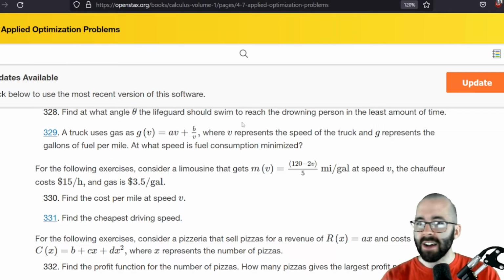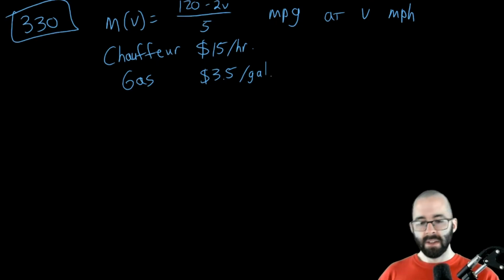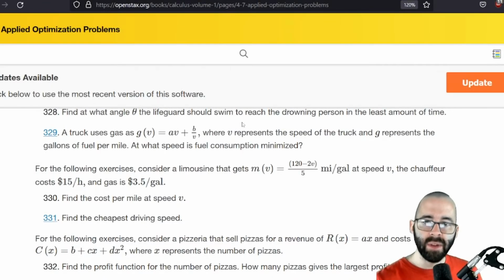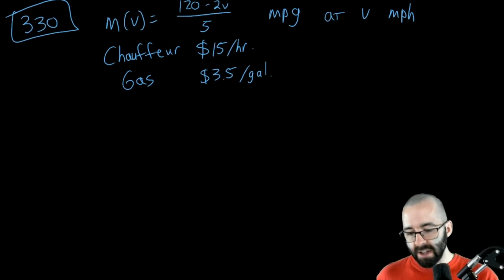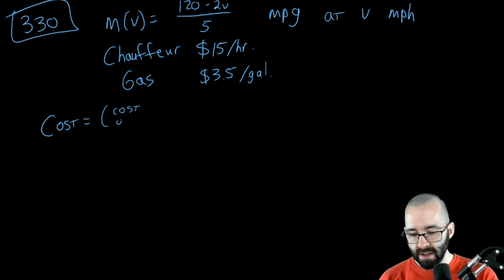But find the cost per mile at speed V. So we're not optimizing in 330. That's 331. That one's for you guys to do, but I'll help you set it up. The cost per mile. Well, the cost is going to be the cost of gas plus the cost of the chauffeur.